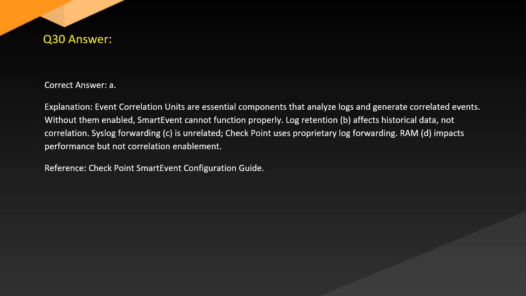Answer. Correct answer: A. Explanation: Event correlation units are essential components that analyze logs and generate correlated events. Without them enabled, SmartEvent cannot function properly. B. Log retention affects historical data, not correlation. C. Syslog forwarding is unrelated; Checkpoint uses proprietary log forwarding. D. RAM impacts performance but not correlation enablement. Reference: Checkpoint SmartEvent configuration guide.